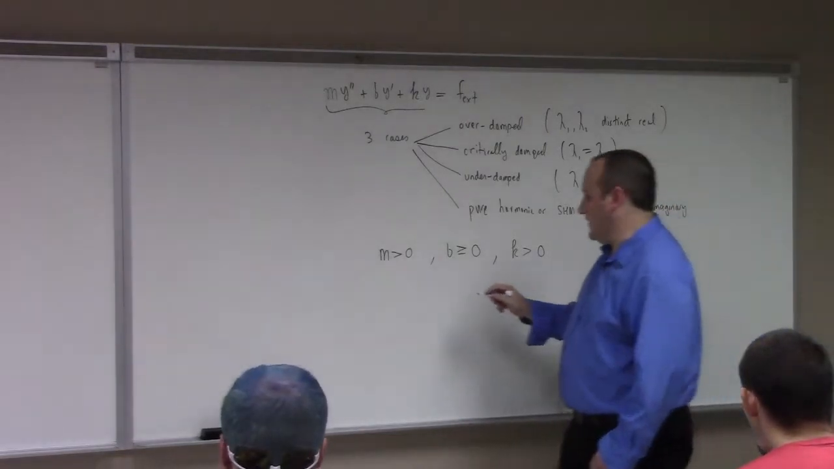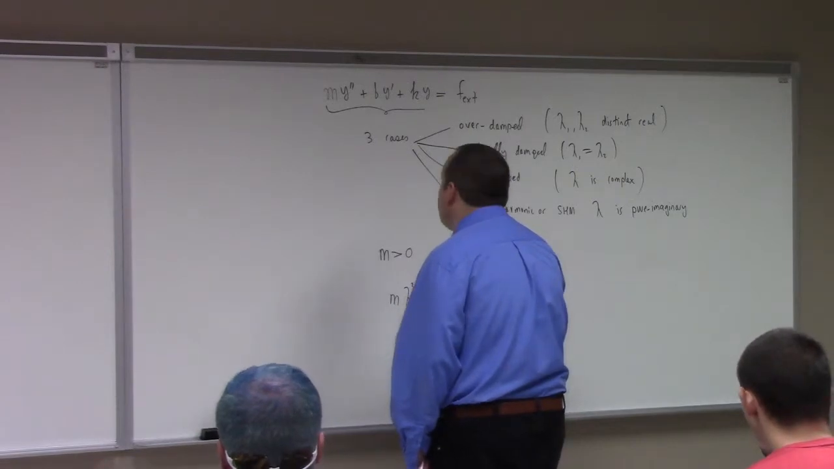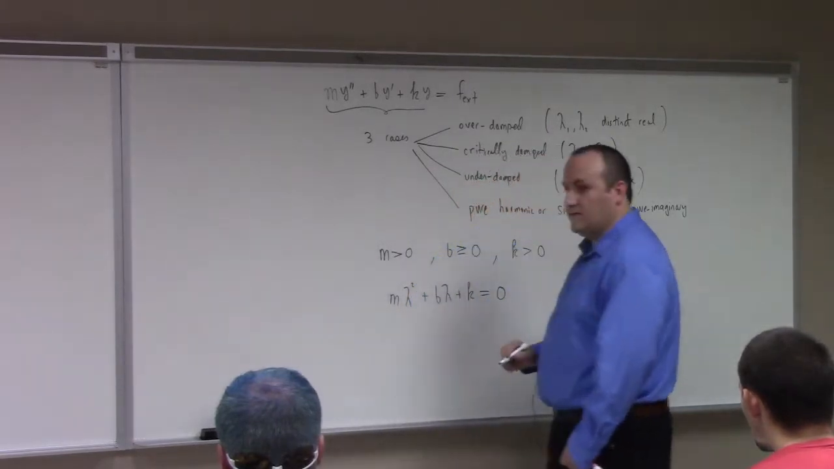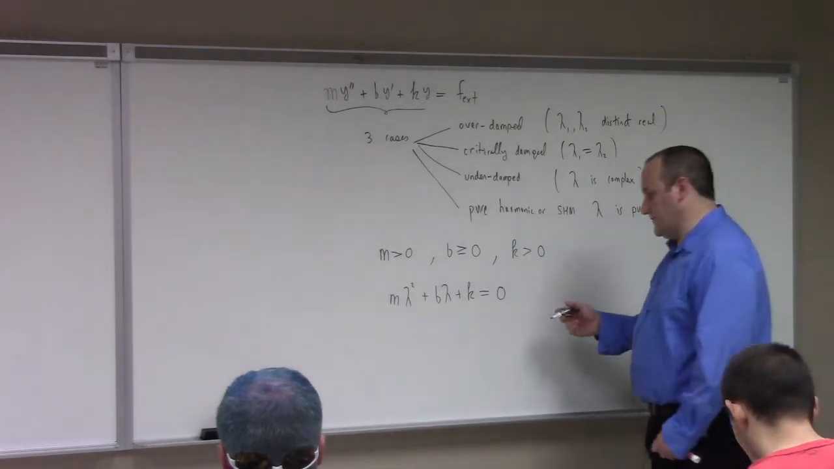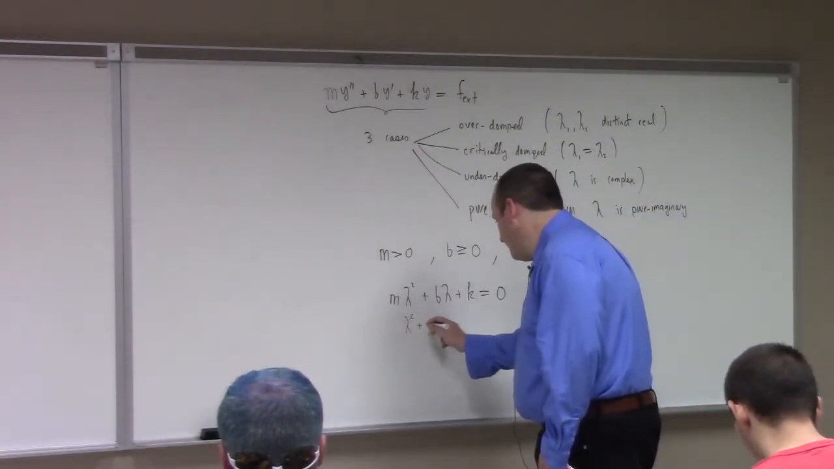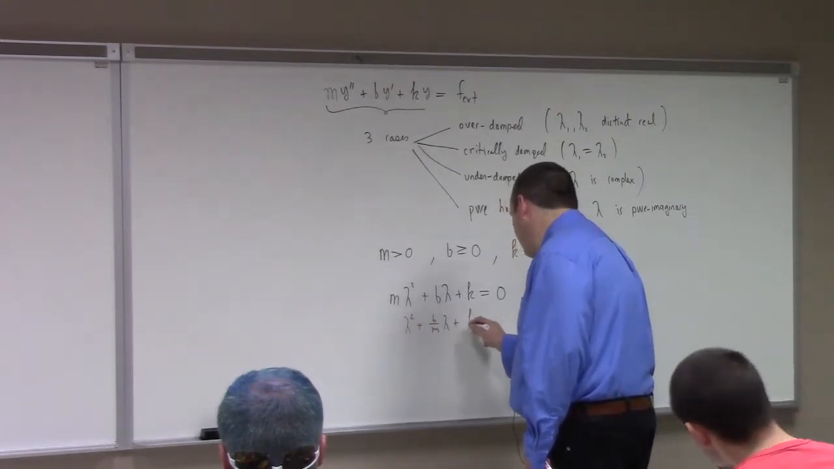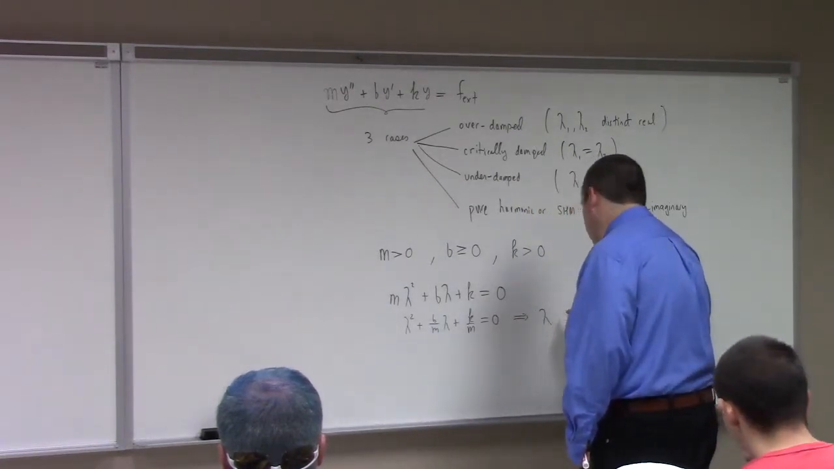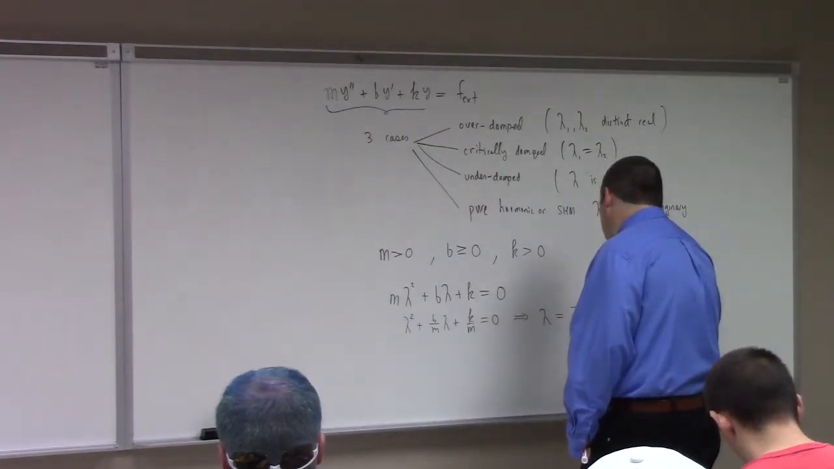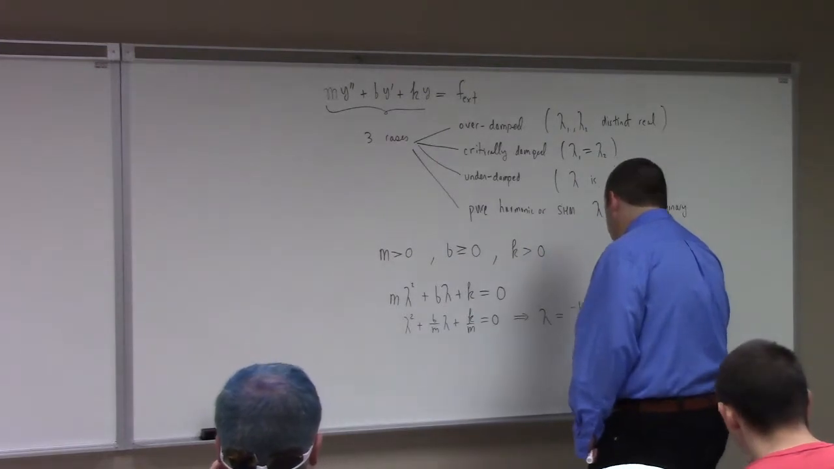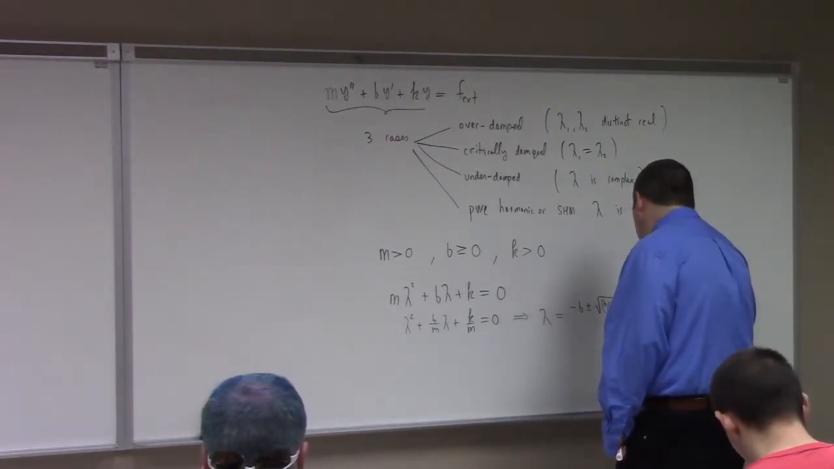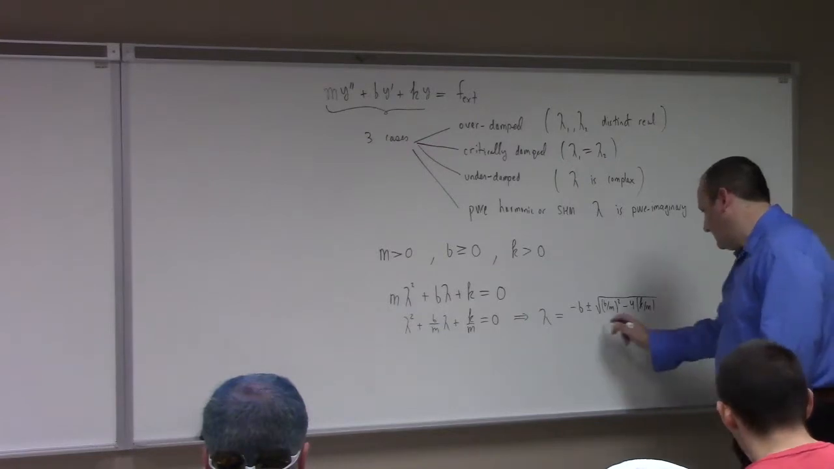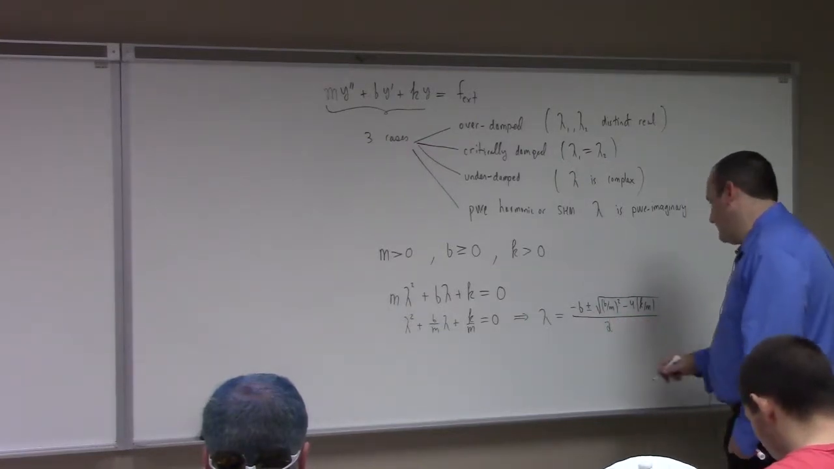So let's just look at it. We've got m lambda squared plus b lambda plus k equals 0. This is the characteristic equation. And what happens when we complete the square on this thing? So I'll divide by m. Then you can see that lambda is equal to minus b plus or minus the square root of (b divided by m) squared minus 4 times 1 times k over m. Yeah, quadratic formula, right? If you don't like this, complete the square.